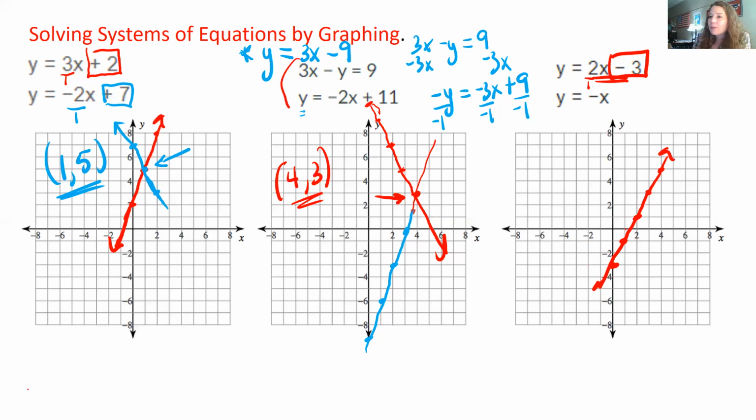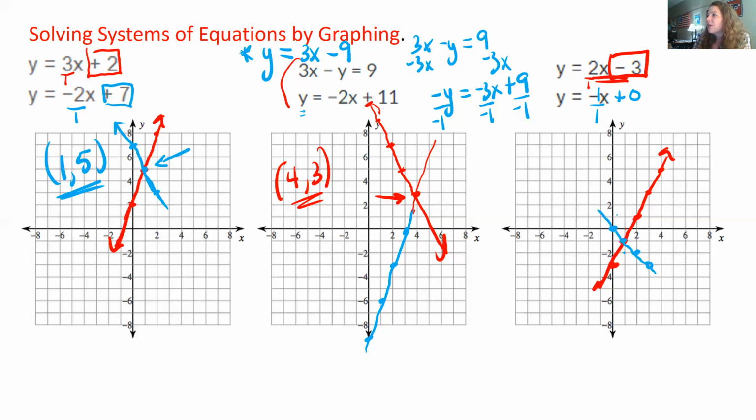And then the second one, well, I don't see a y-intercept. So what must it be? Oh, it's 0. Remember? All right, so our y-intercept is 0, and then our rise is -1, and our run is +1. So we're going to go down 1, right 1, down 1, right 1, down 1, right 1.